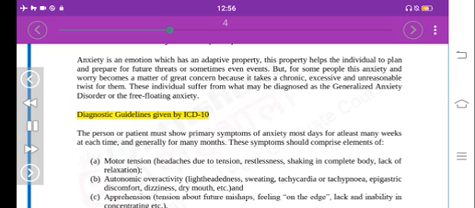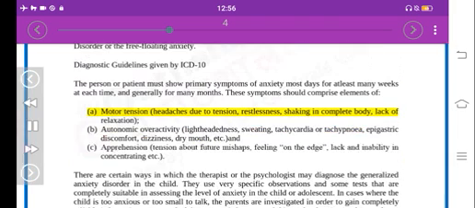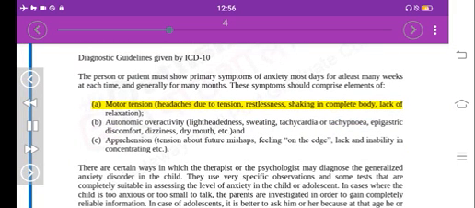Diagnostic guidelines given by ICD-10. The person or patient must show primary symptoms of anxiety most days for at least many weeks at each time, and generally for many months. These symptoms should comprise elements of A. motor tension, headaches due to tension, restlessness, shaking in complete body, lack of relaxation, B. Autonomic overactivity, lightheadedness, sweating, tachycardia or tachypnea, epigastric discomfort, dizziness, dry mouth, etc., and C. Apprehension, tension about future mishaps, feeling on the edge, inability in concentrating, etc.